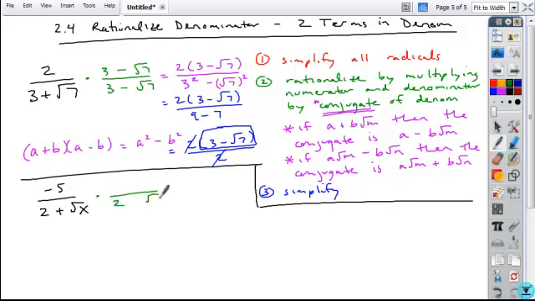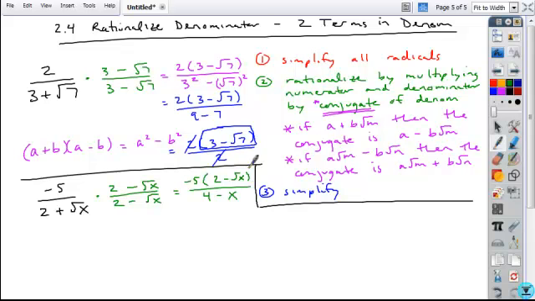So the conjugate is the same two terms, 2 and root x, with the opposite sign between. And we took the sum here, so we're going to multiply by the difference. And when you do that, you get a negative 5 times 2 minus root x. And then across the bottom, again, if you just square the first term, 2 squared is 4, minus the square of the second term, x.